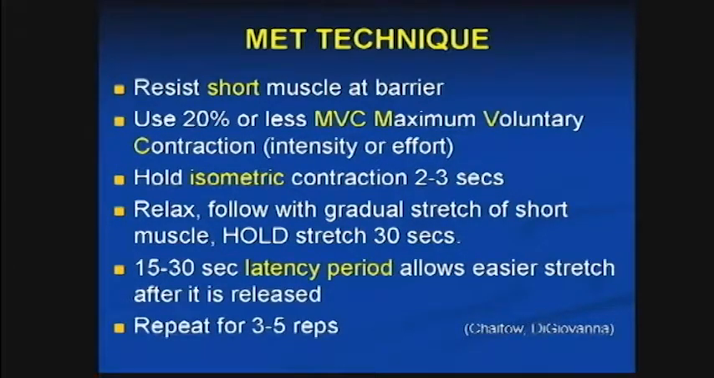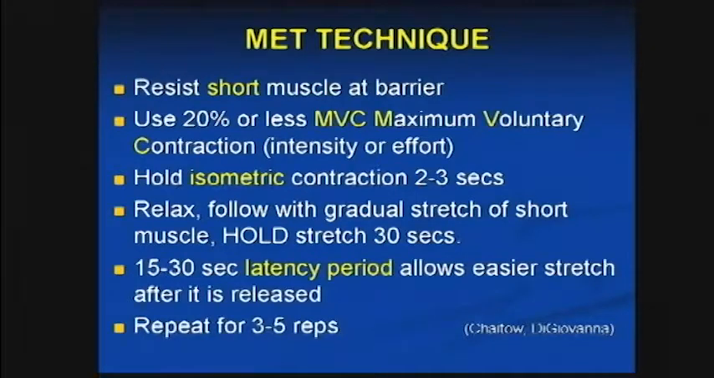Then as they relax, okay, relax and let go. As soon as we feel them letting go, they're not pushing anymore, and it's key to wait to make sure they actually let go. Follow with a gradual stretch of that short muscle. So you're gradually straightening out the elbow passively for them. So they feel a stretch going through those elbow flexors, that biceps, that brachialis, that brachioradialis. And then at that point, once they let go, you're holding that stretch for 15 to 30 seconds.